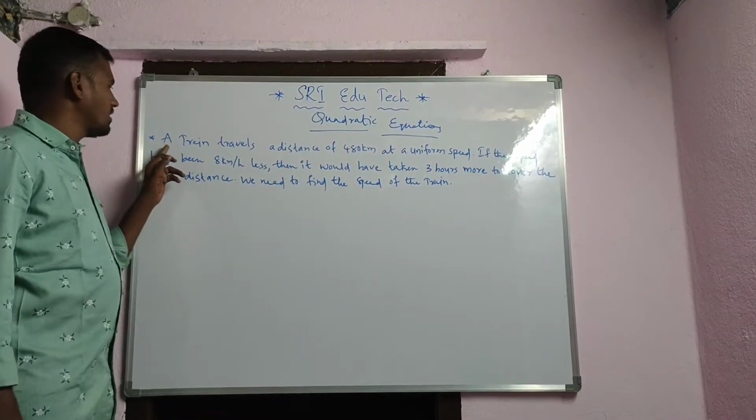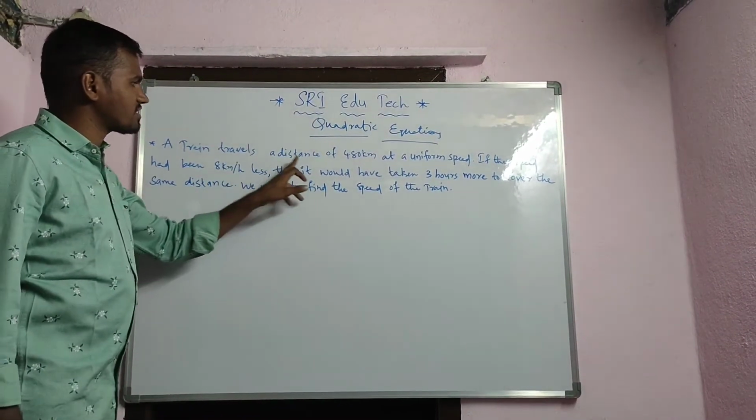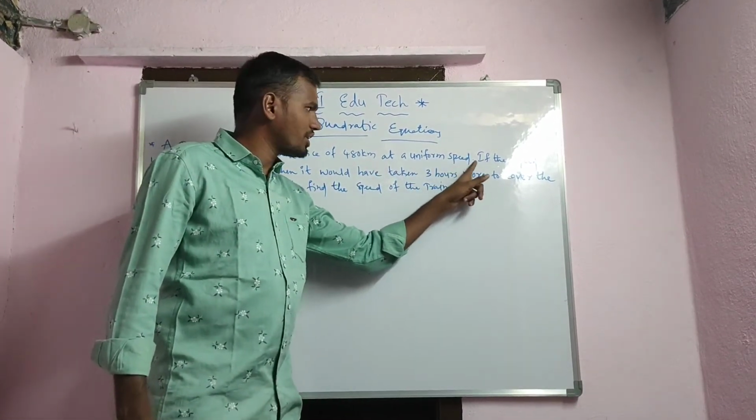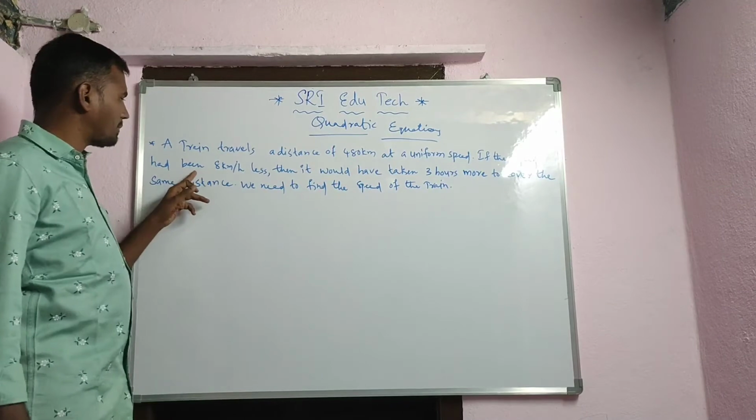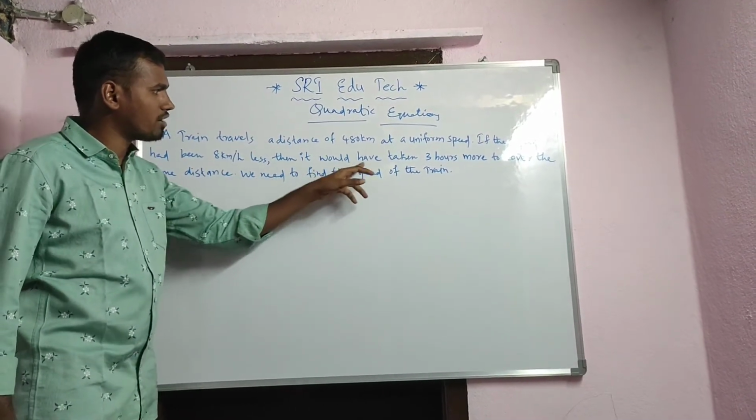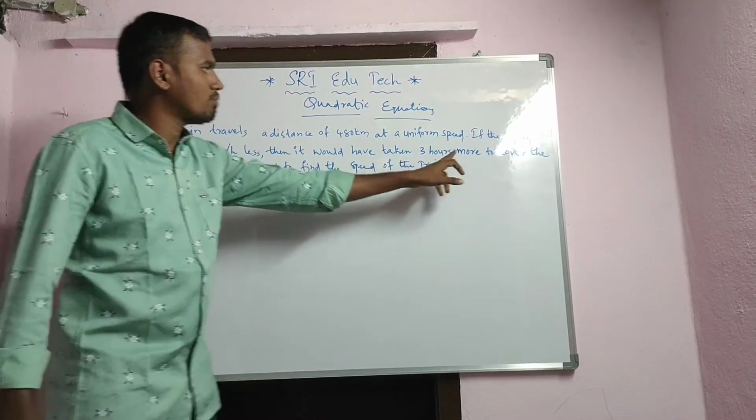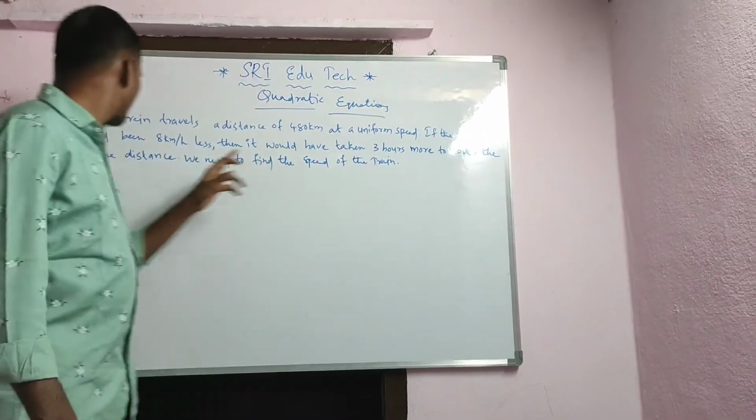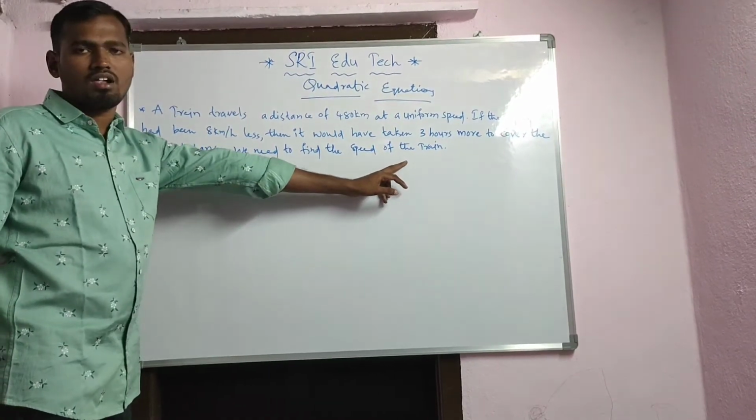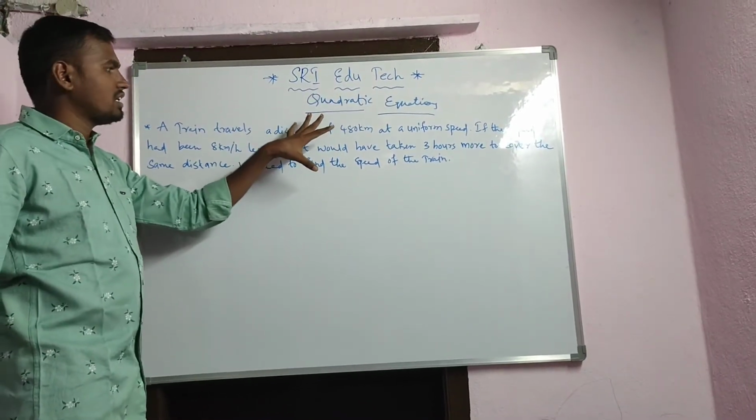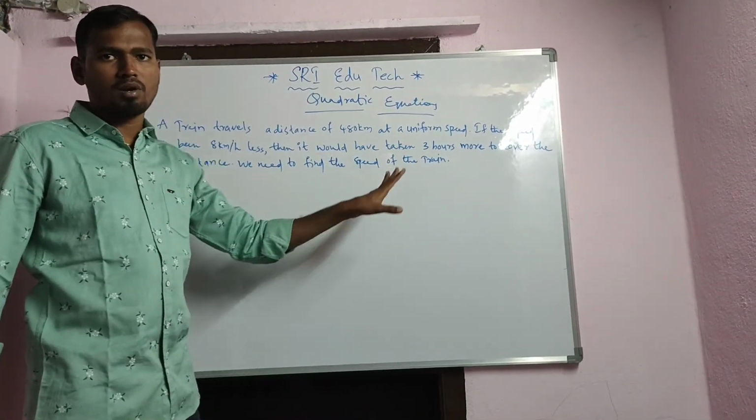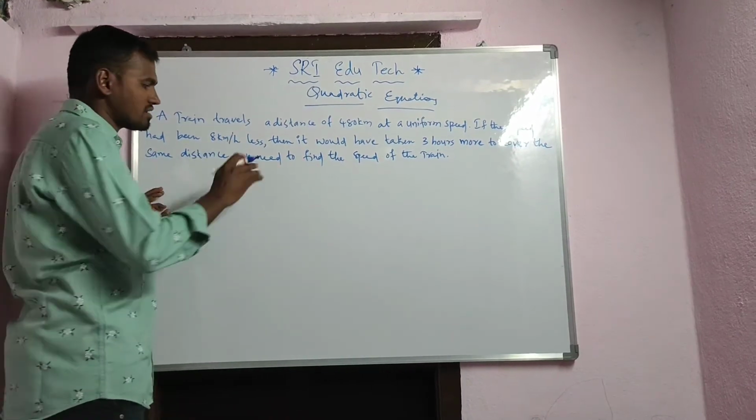See, a train travels a distance of 480 km at a uniform speed. If the speed had been 8 km per hour less, then it would have taken 3 hours more to cover the same distance. We need to find the speed of the train. First of all, it is a distance and time model problem, so you have one formula based on that.